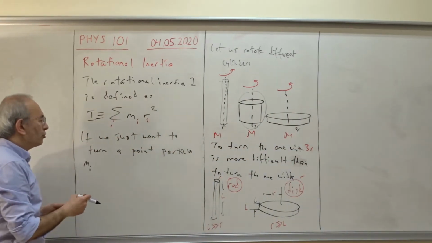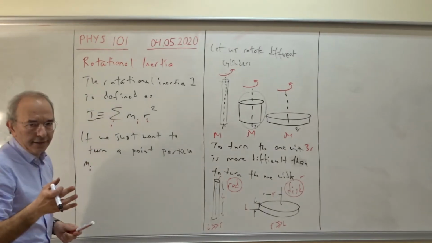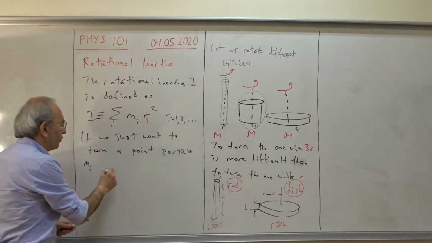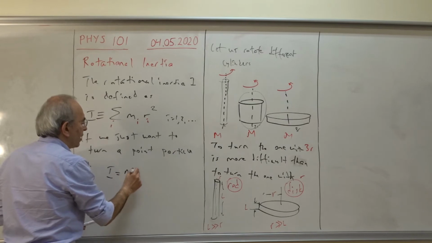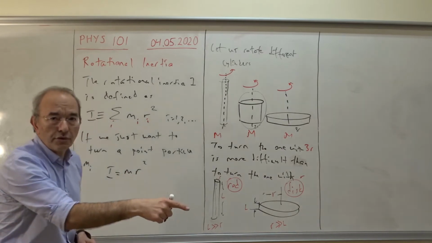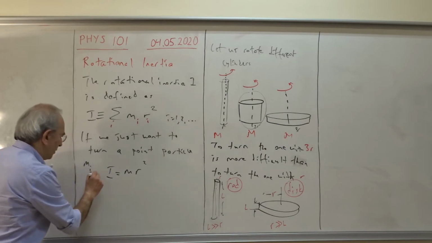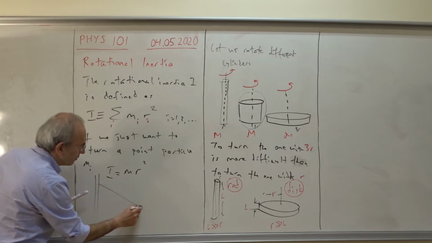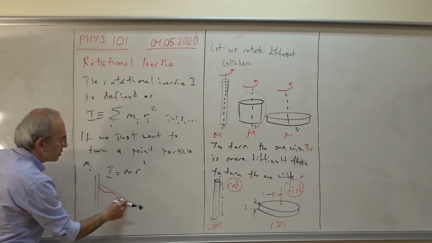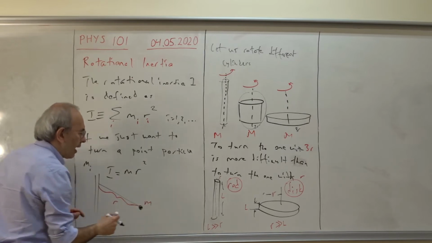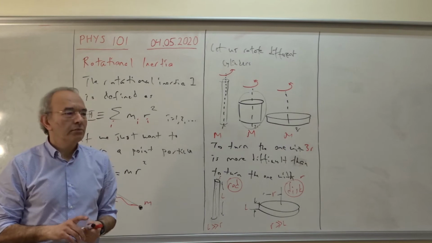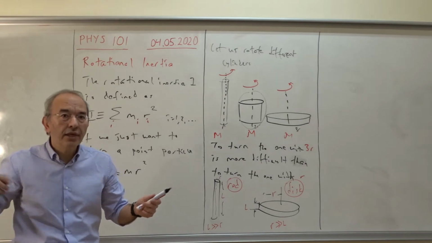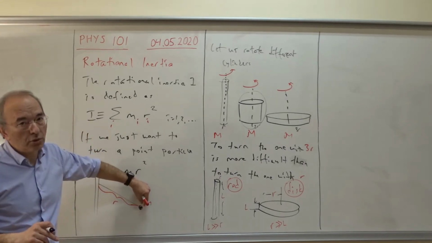If we just want to turn a point particle m_i, then this I is simply its mass times radius squared. But this radius is not the radius of the particle. Let's say this is a rod, and that small ball is attached to it. This distance is r, and this object has mass m. Just like this table tennis ball attached to the end of a rope, but that rope has a sufficient length compared with the radius of the small object.